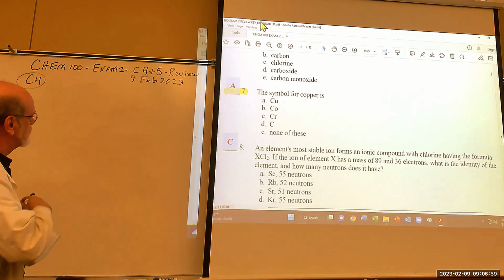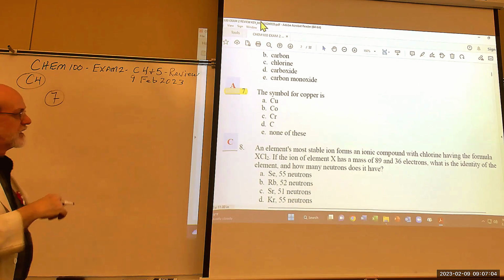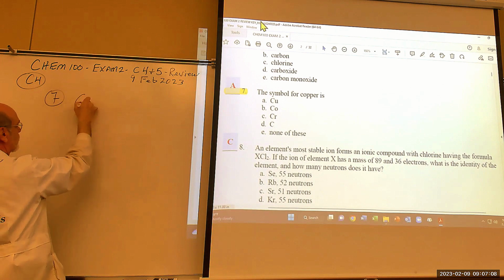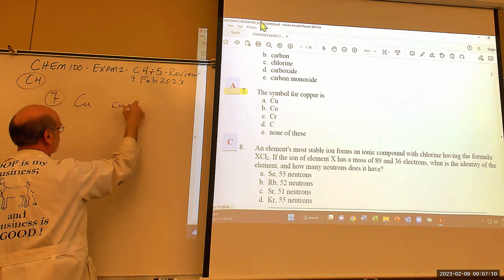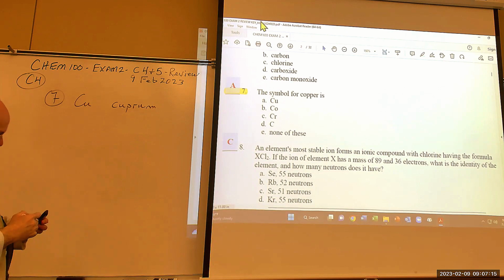And the next one is 7. Here's another one that you should have memorized. The symbol for copper. Copper is one of those derived from Latin. All right.